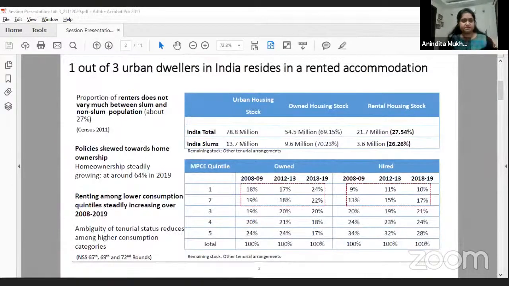About 22 million people lived in rented accommodation in 2011 in India. And also the recent national sample survey that has come out projects this number to be 30 million as per 2019. So there has been a significant proportion of people living in rental housing. However, Indian policies and programs have remained skewed towards increasing home ownership, particularly among the urban poor. However, as you can see, there has been a steady increase in the proportion of renting among the urban poor, the bottom two quintiles in the consumption quintile, showing a steady increase in resorting to renting.